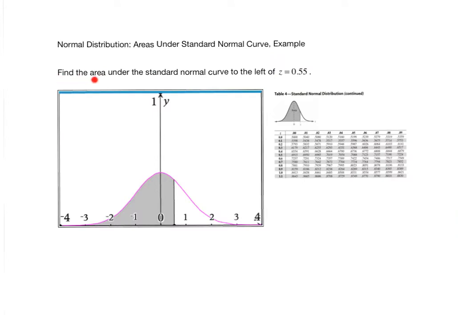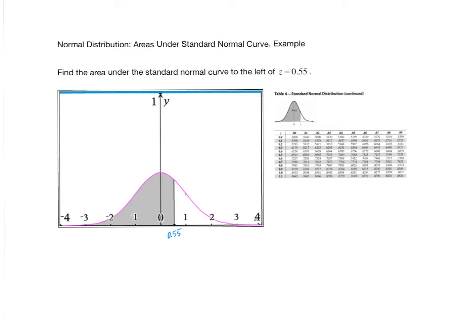Let us try a specific example. We want to find the area under the standard normal curve to the left of z equals 0.55. And technically, we don't need this graph here, but it can help us visualize what's happening. So z equals 0.55 would correspond to this spot right here, because again, the mean is 0, and at the inflection point, you'd be over at z equals 1. So we want the area to the left of z equals 0.55.